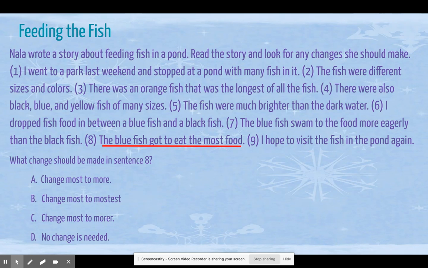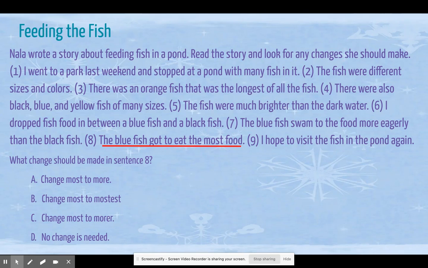All right, let's look at sentence 8. The blue fish got to eat the most food. Should we change most to more? Should we change most to mostest? Or should we change most to more? Or D, no changes needed? You should have said D, no changes needed.